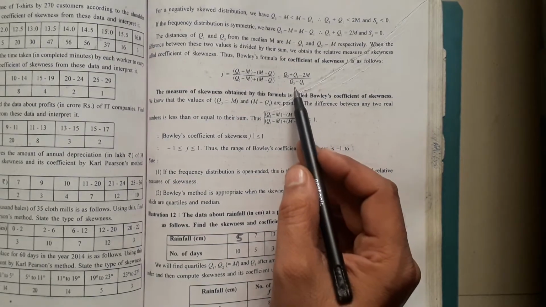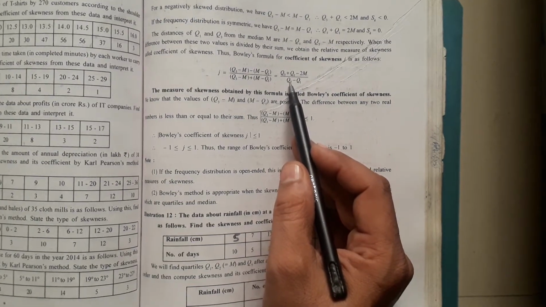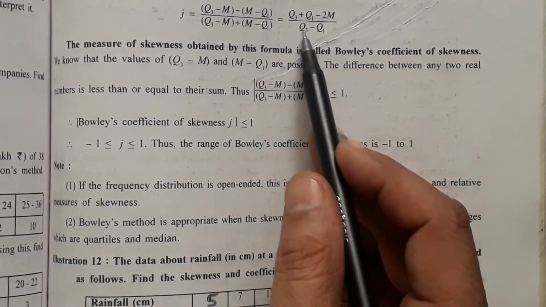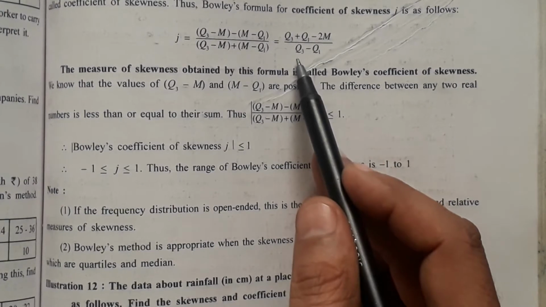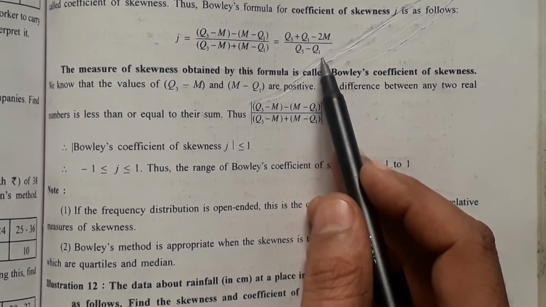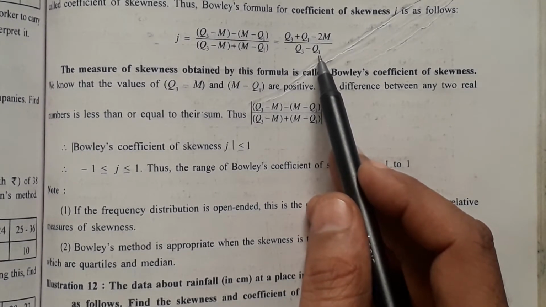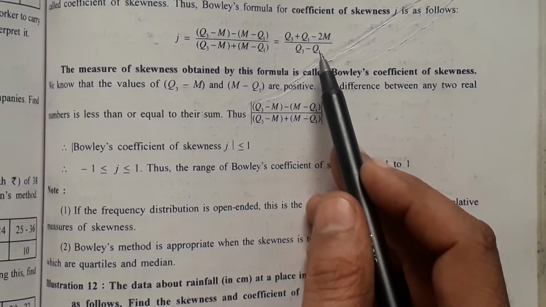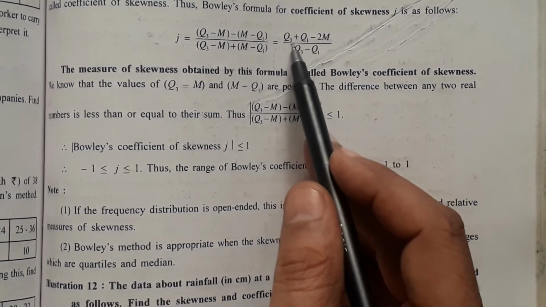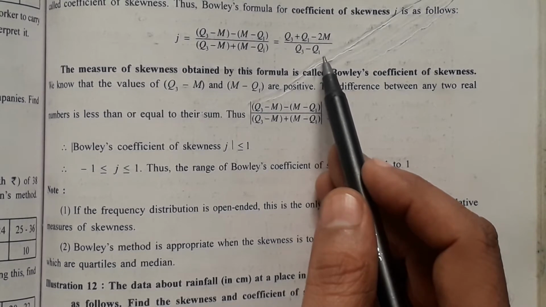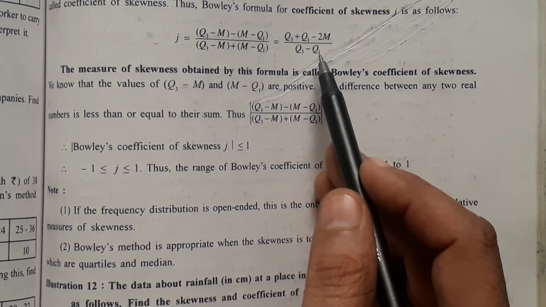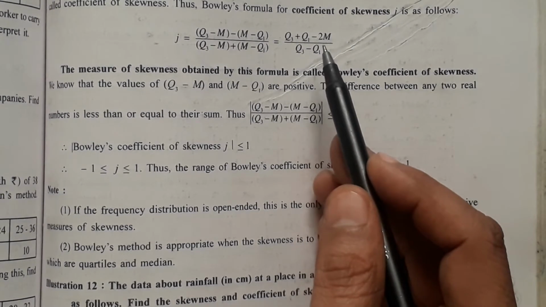Here, after derivation, they have got the formula (Q3 + Q1 - 2M) / (Q3 - Q1). This is the formula for finding the coefficient of skewness by Bowley's method: (Q3 + Q1 - 2M) / (Q3 - Q1). We have to find quartile 1, quartile 3 and the median.